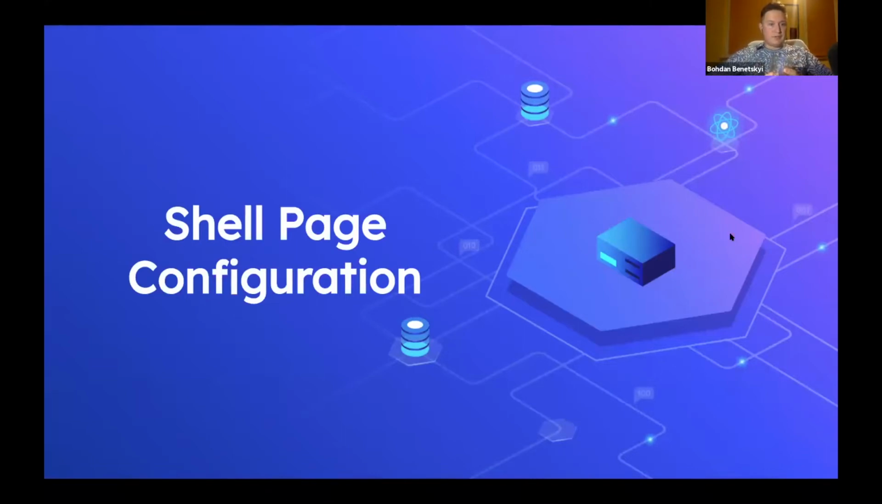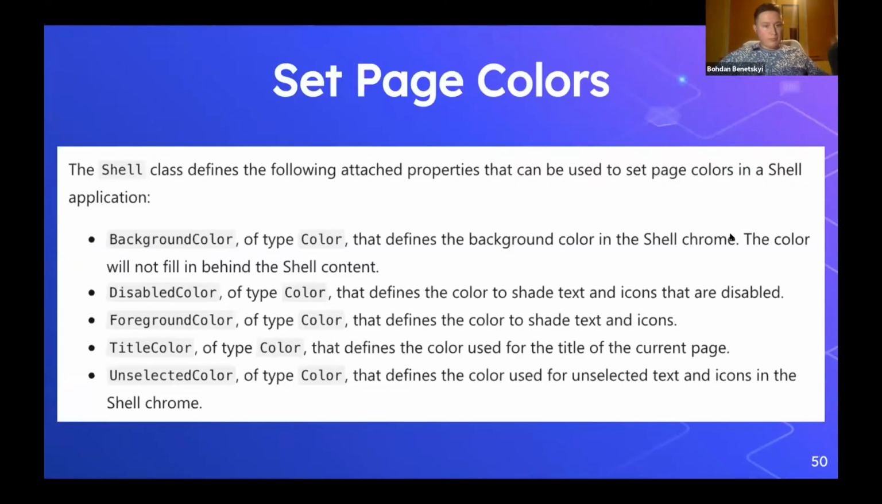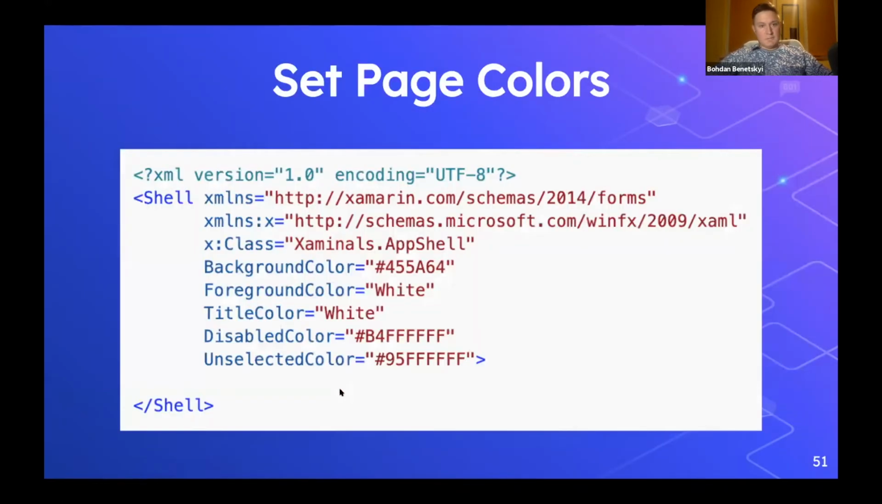Sorry. So, shell page configuration. First of all, we could set different page colors, such as background color, disabled foreground, or title. Also, we could set unselected color. All of these are of type Color, not Brush. So, how may we set it? We may set it from a shell or for each shell content.